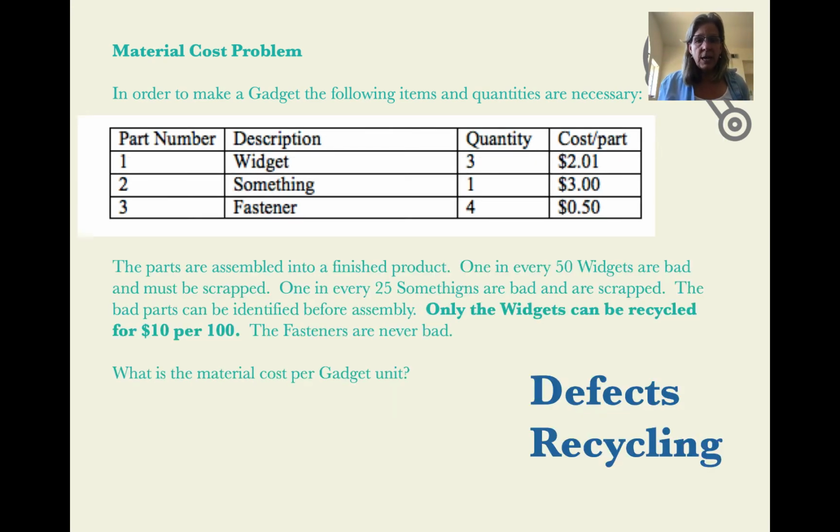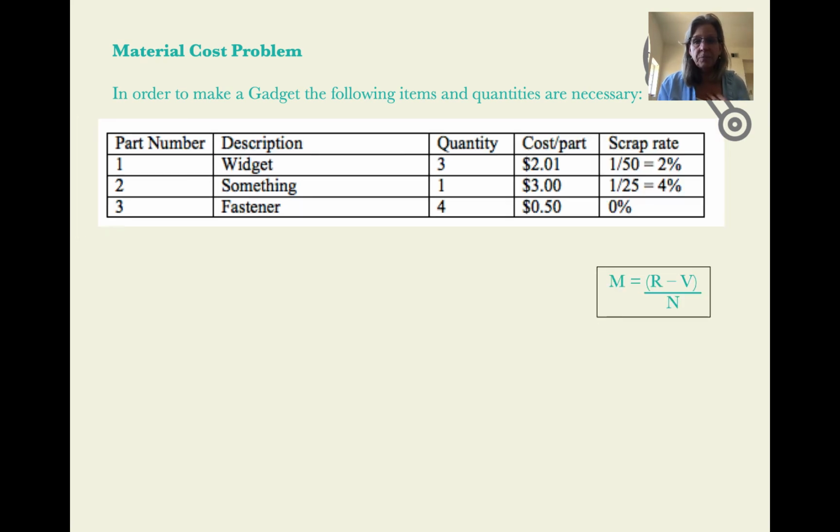So now let's look at not only are there defects, but there's going to be recycling. So only the widgets can be recycled, and they're recycled at $10 per 100. So we'll gather 100 together, and then we'll give them to this supplier, and they'll give us $10 back. So we need to then include that into the calculation. So let's look at V. So V is $10 per 100 widgets, or 10 cents per widget, right? So we just did that simple calculation. And because we're using 1 unit, that would be an important thing for us.